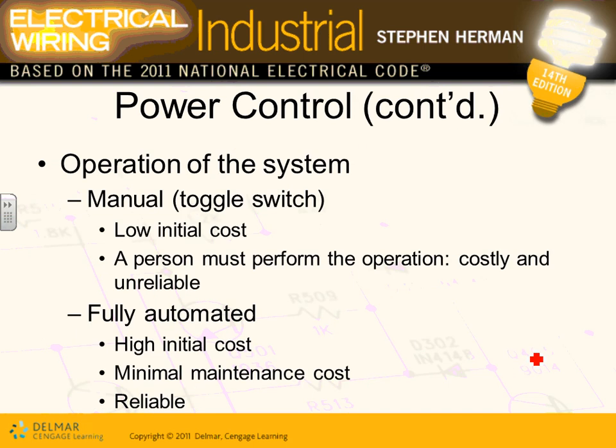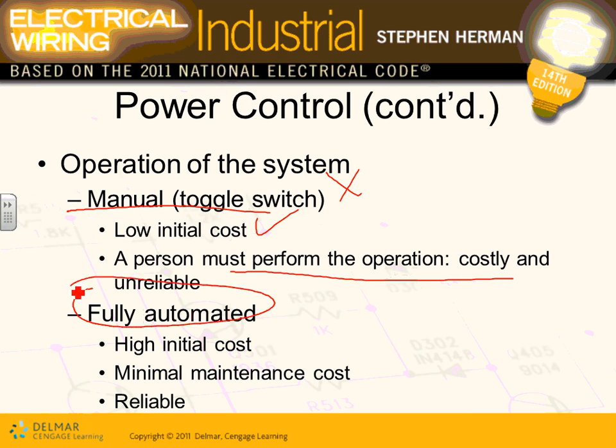So that's our option. Operation of the system. We talked about manual, guys. If you use manual, as I said, it's not an option, but it's low cost. You have to perform the work, so it's costly and unreliable because you have to turn the light on and off manually. Of course, with a fully automated system, you're using magnetic lighting contactors, and you have to pay for the contactors, so high cost, minimum maintenance, and reliable. Minimum maintenance is a minimum maintenance cost, but reliable.